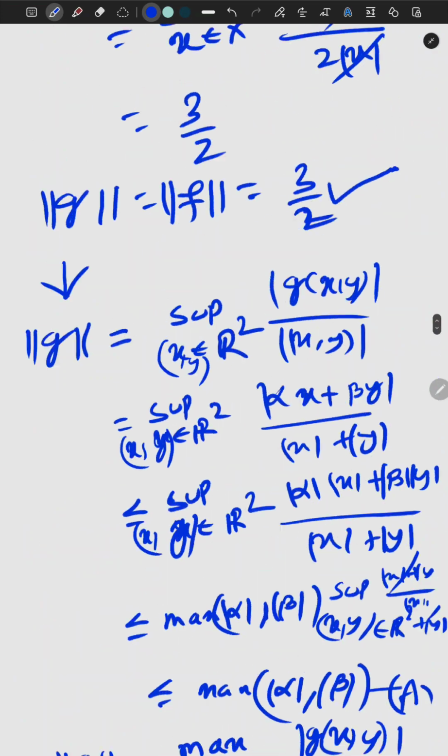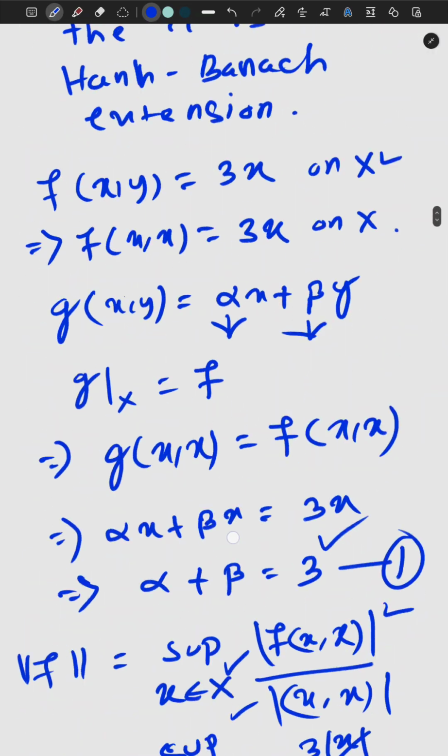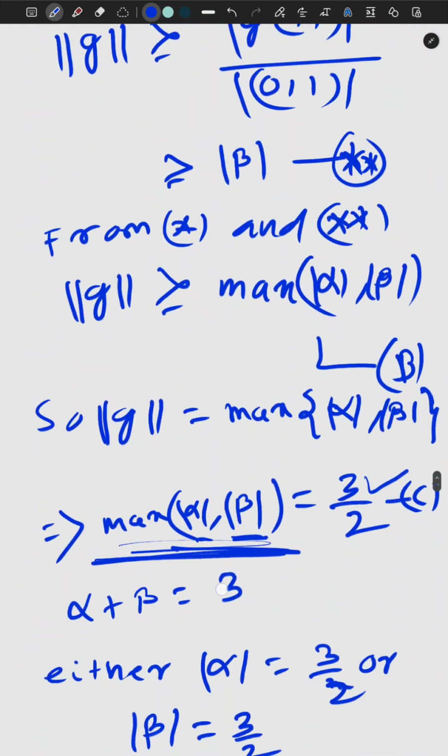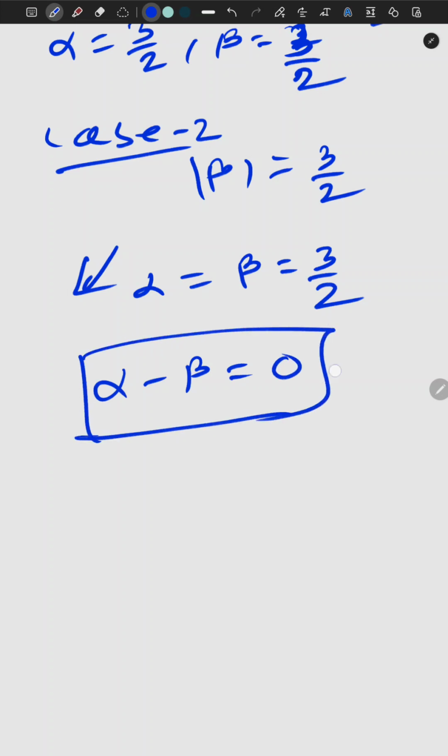In the question, what is being asked? What is the value of α − β? We are getting α = β = 3/2. So what is the difference? α − β is equal to 0. So this is the correct answer.